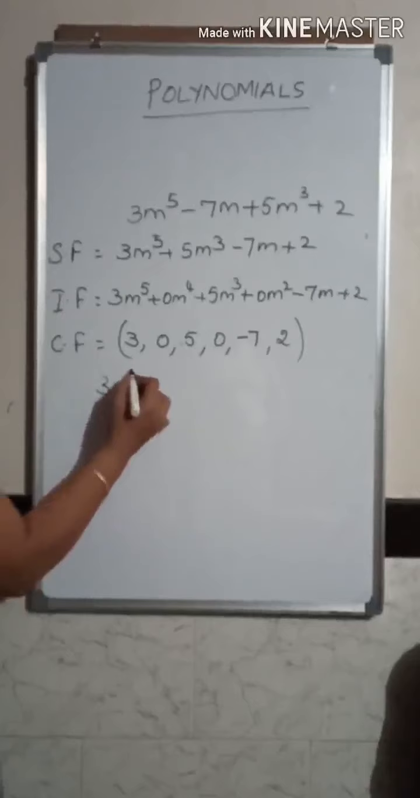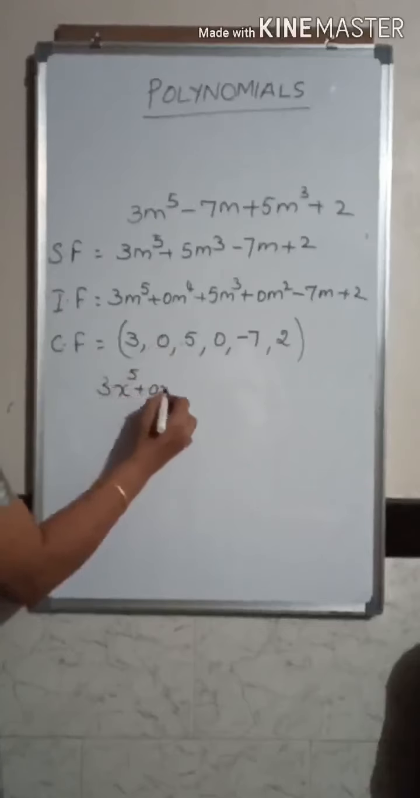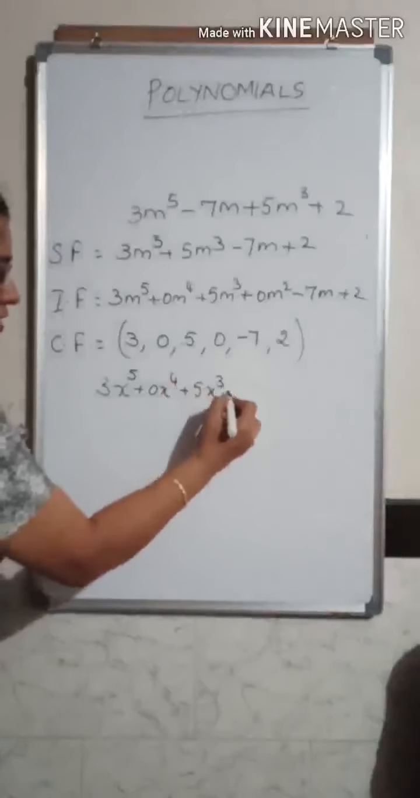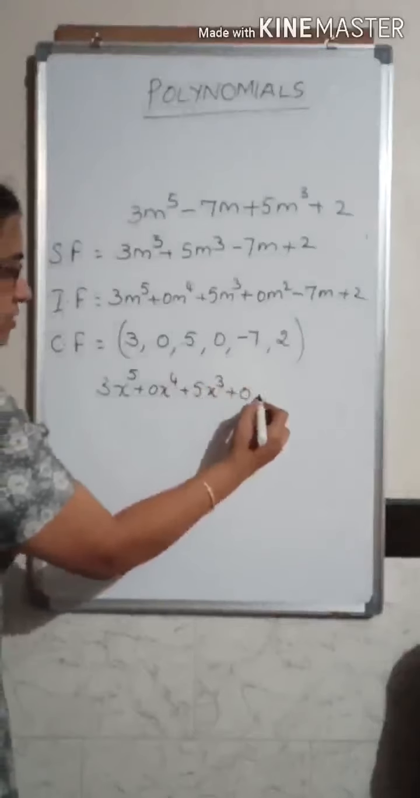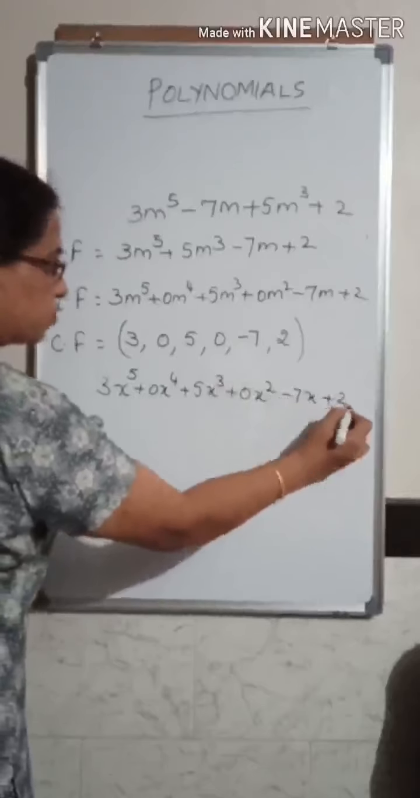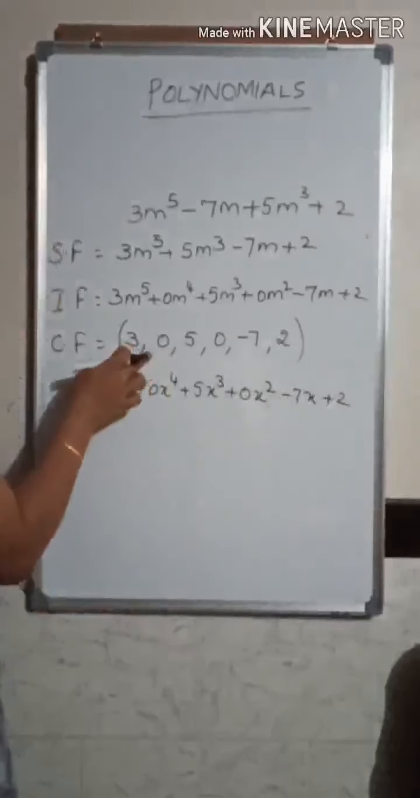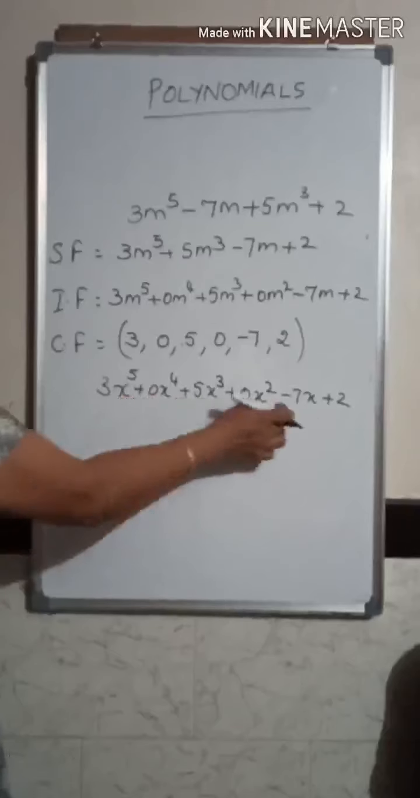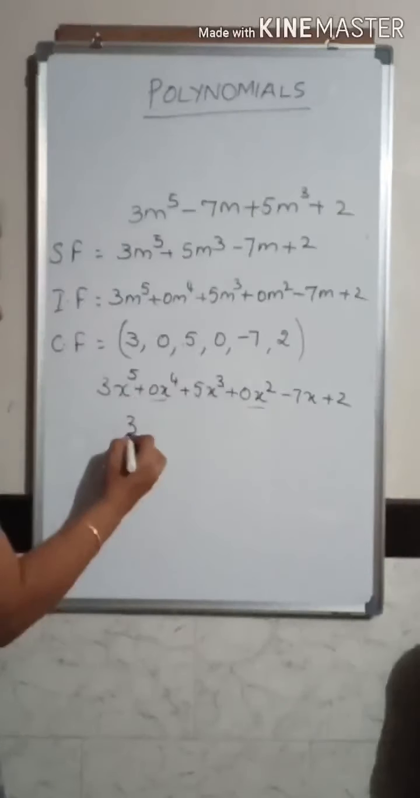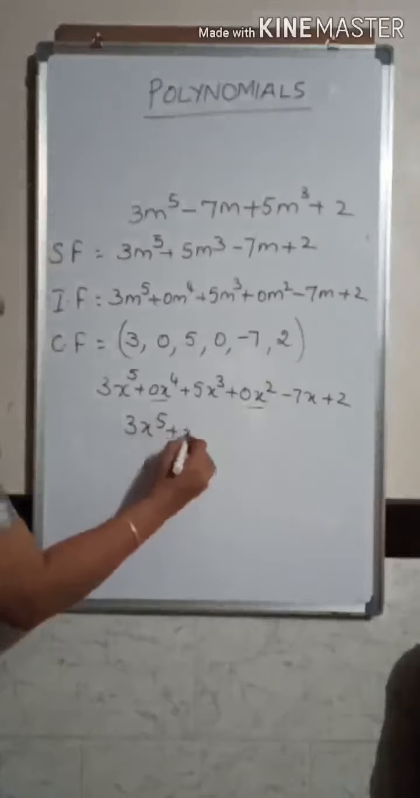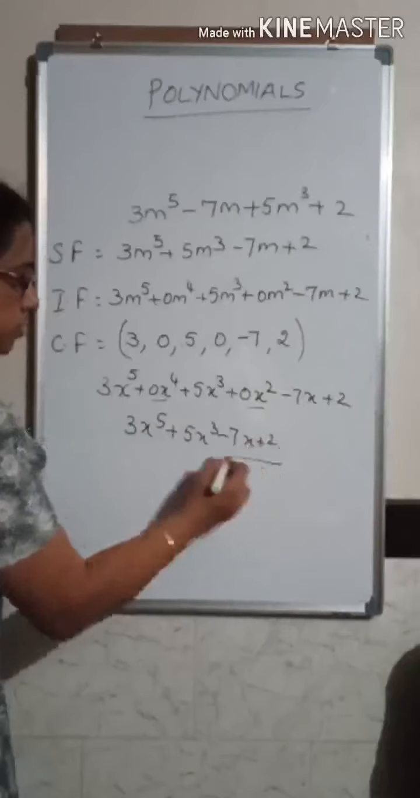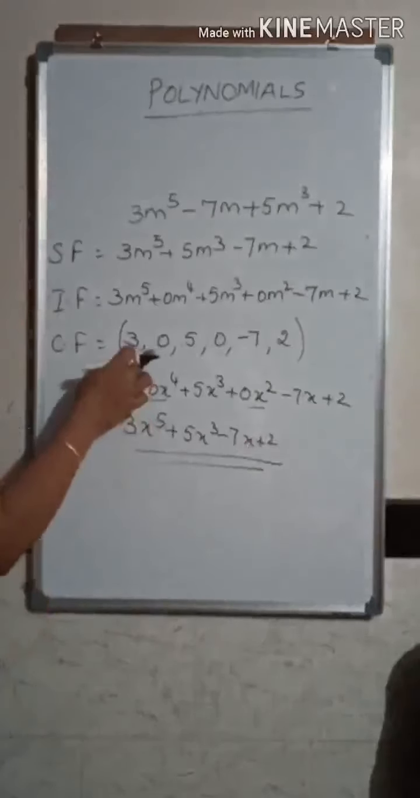So you get 3x to the power of 5. Then next you have 0x to the power of 4. Then you have plus 5x to the power of 3 plus 0. After x cube it is x square. Next you have minus 7x plus 2. So when the coefficient form is given, you can write the polynomial in the index form. Then to write it in the standard form, you can remove these 0 terms. So you can write this as 3x to the power of 5 plus 5x cube minus 7x plus 2. This will be the standard form of the polynomial when it is given in the coefficient form.